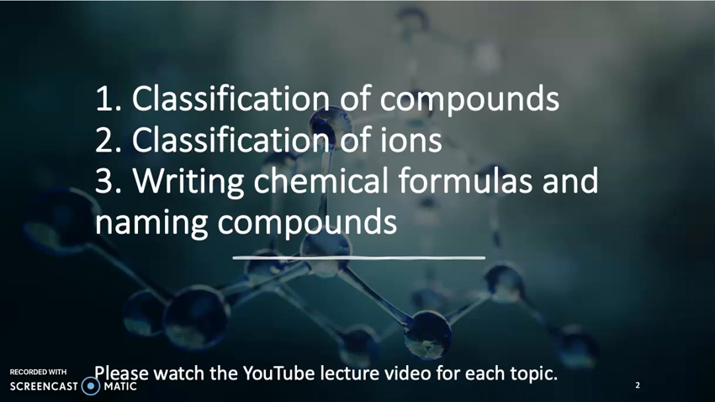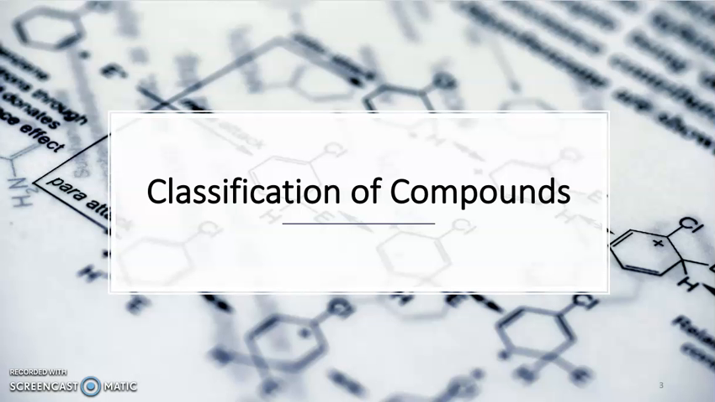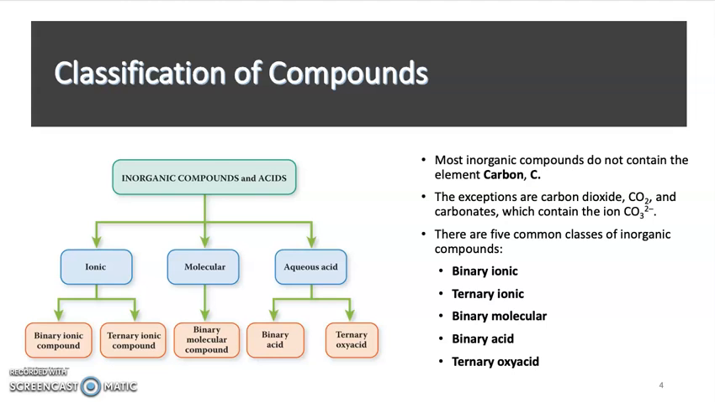Now, in the first six chapters you learned this semester, you just accepted the chemical formula. If I told you the chemical formula for water is H2O, you just accepted it. Now you will learn how to write a chemical formula, and you will also learn how to name it. So let's talk about classification of compounds.